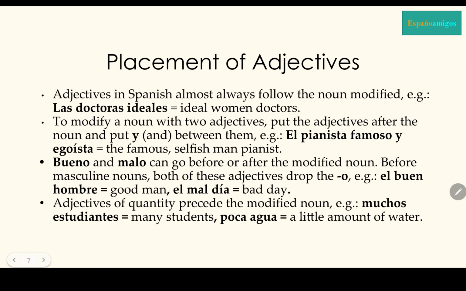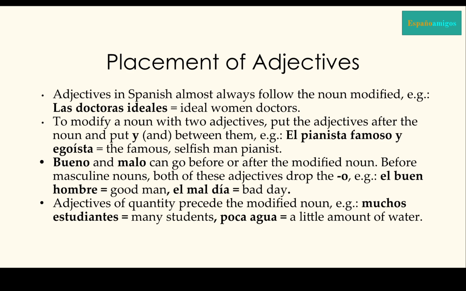Placement of adjectives. Adjectives in Spanish almost always follow the noun modified. For example, las doctoras ideales. In this case, you can see that ideales, the adjective that means ideal, is after the noun doctoras, women doctors. The whole sentence means ideal women doctors. So always remember that.